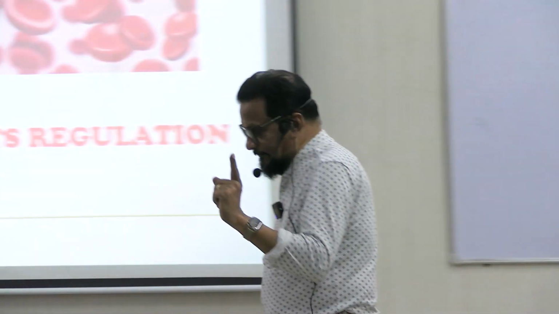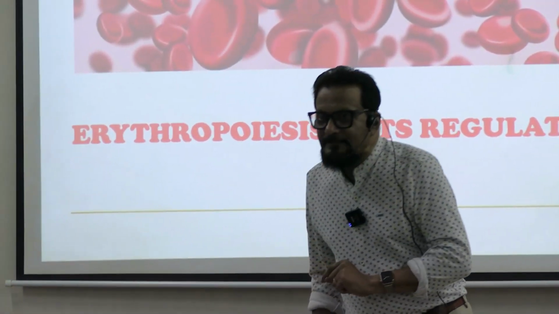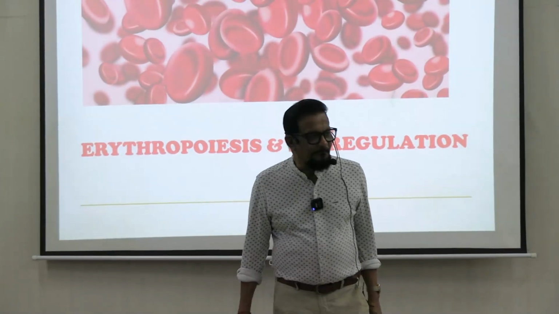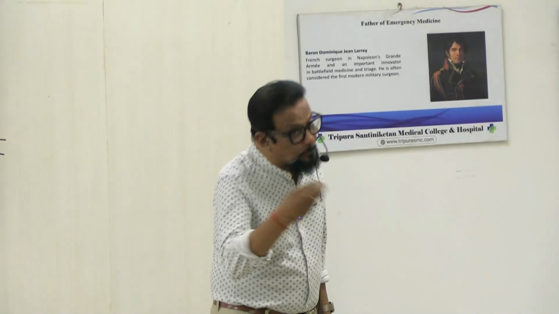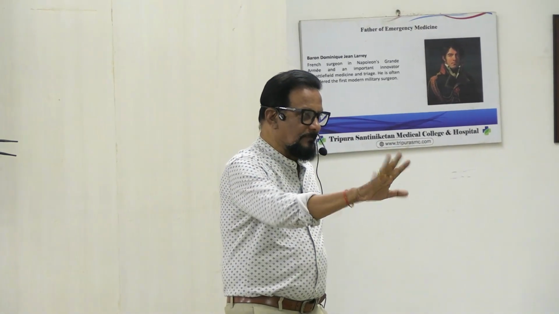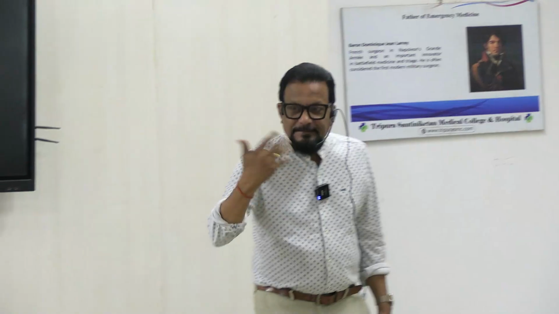Starting from the stem cells to erythrocytes, how much time is required? 21 days. Okay? These stem cells produce some progenitor cells. You know what is progeny? Some progenitor cells are produced. Who produces? Stem cells. Production of progenitor cells from stem cells requires 17 days. Okay?